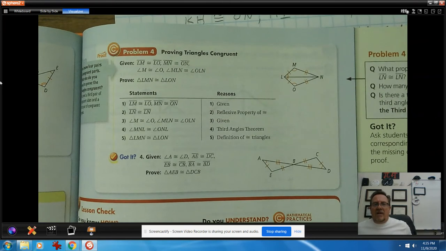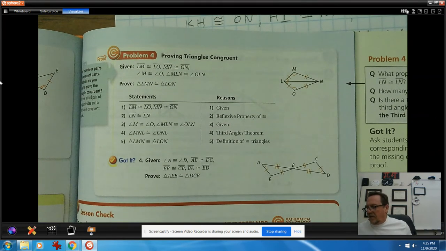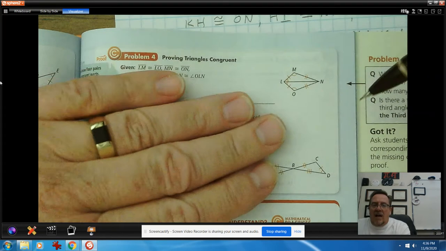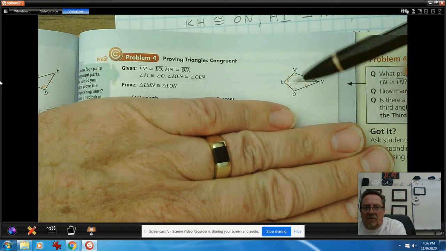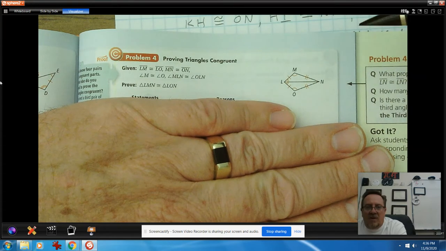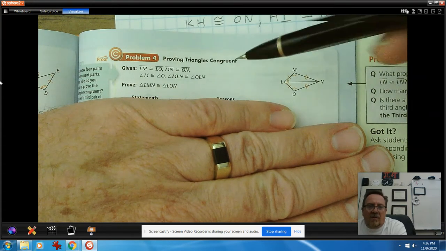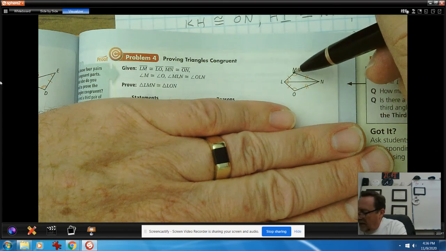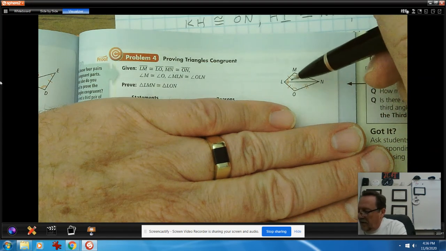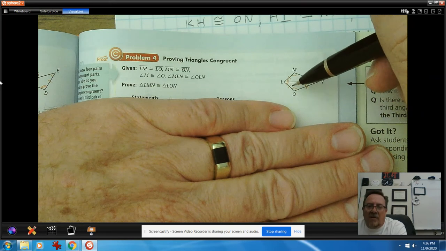So here's a proof that says, hey, can we prove that two triangles are congruent? Yes, we can. Let's just cover up what they're doing first and see if we can think about what we would need to do to prove that these are congruent triangles. And they're starting off by saying LM is congruent to LO. So we got their little tick marks there. So those sides, those corresponding sides are the same.